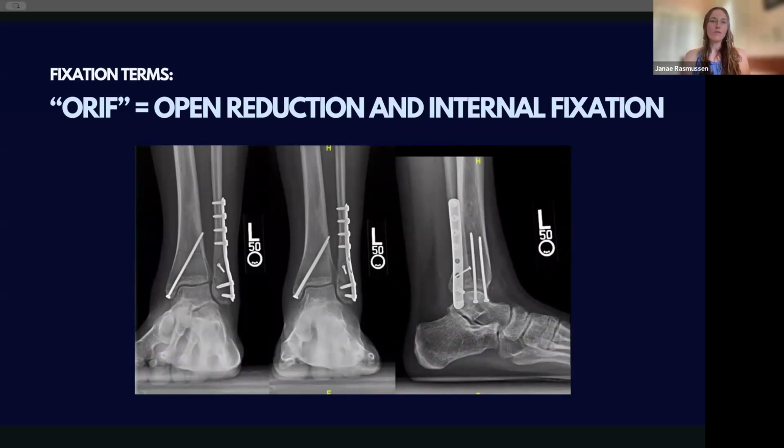And there's going to be lots of different ways that this could be termed depending on the consent. For example, some attendings might say operative fixation with hemiarthroplasty or with internal fixation. But the point being is you'll likely hear this term ORIF, and that's just this big umbrella term for saying we're going to be putting hardware in.